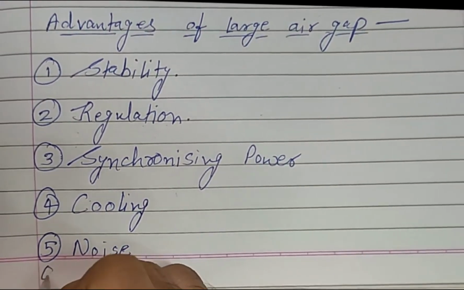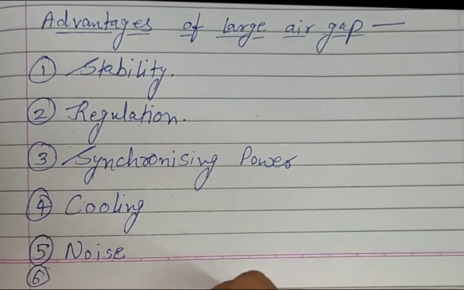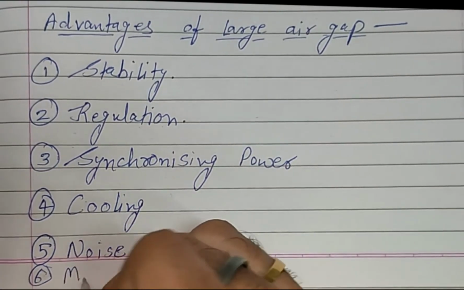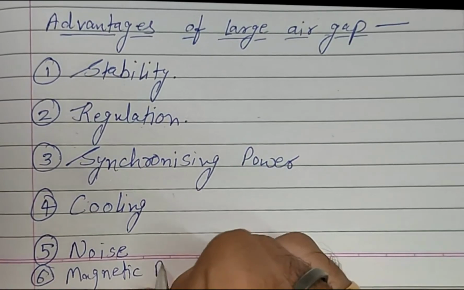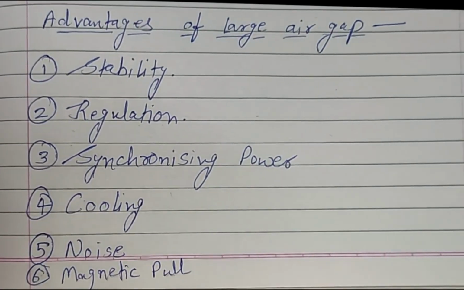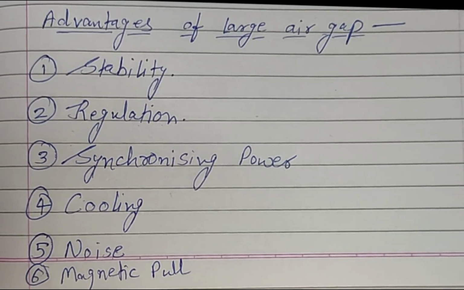And the last point, the sixth point, is the magnetic pull. So since the air gap is larger, a smaller unbalanced magnetic pull could be observed.